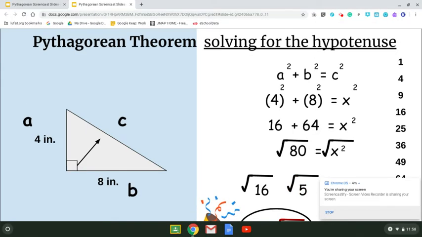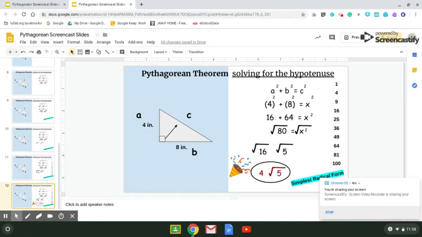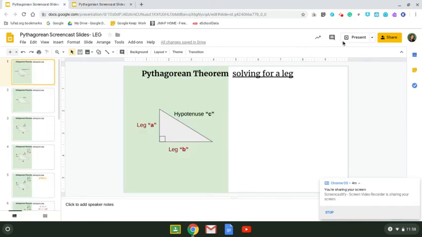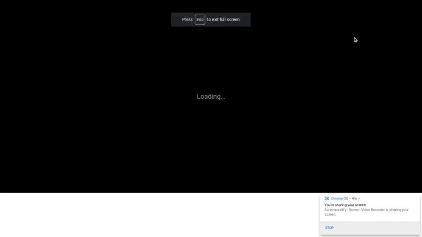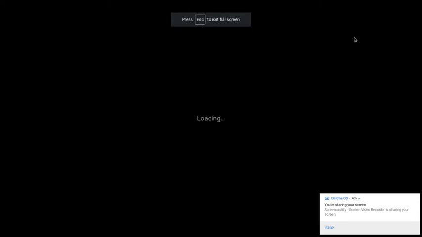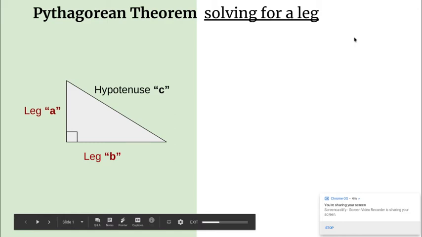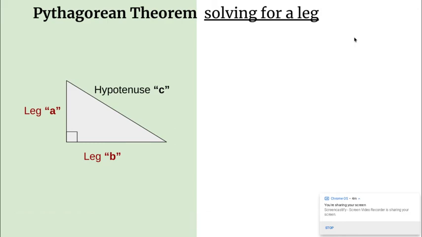Okay, now we're going to do one more problem together, and you'll have one more problem to do on your own. Now we're going to practice solving for a side that is not the hypotenuse. So we're going to practice solving for either A or B. First things first, turn your paper over, and you should be at number 3.